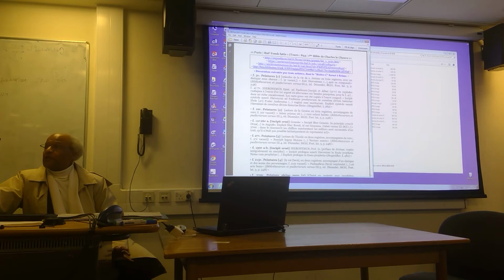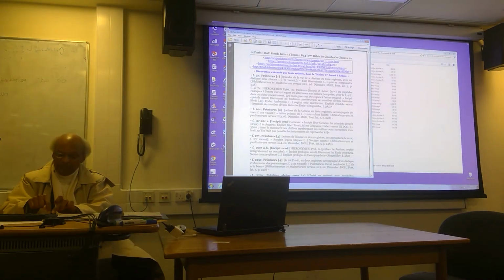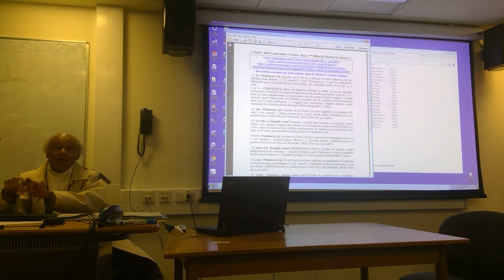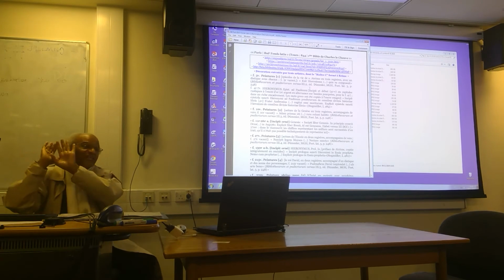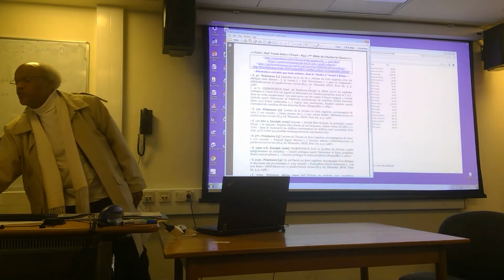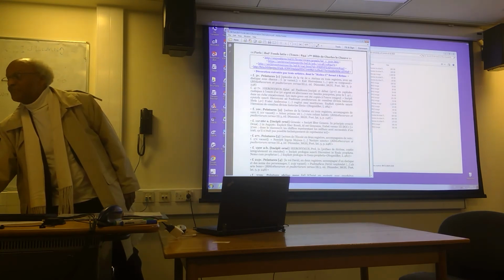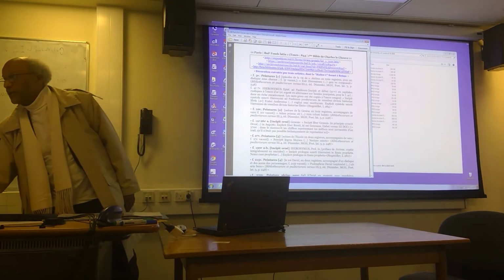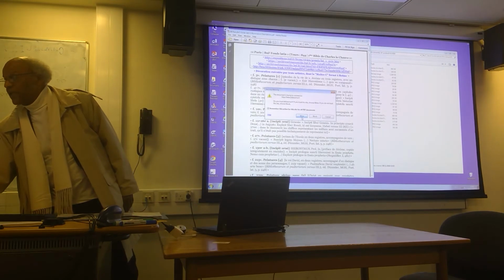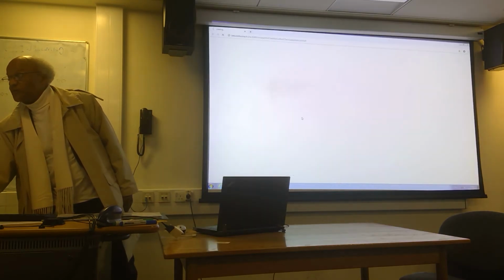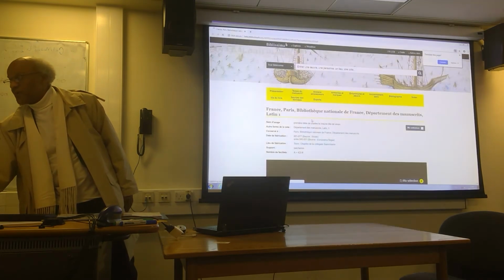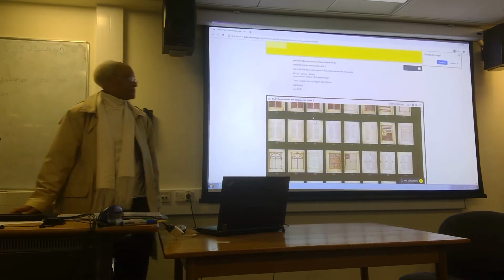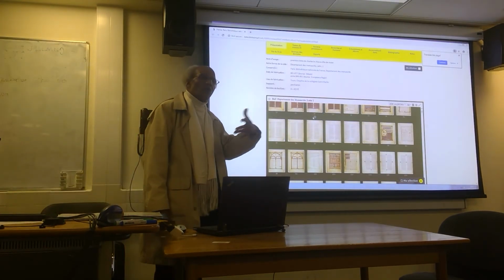Type on your research engine archive et manuscrit BNF, and then all you need to do is type Paris BNF Latin 1, and it will give you the extensive bibliography, all of this here. Then you have the Beta Biblissima of the Bibliothèque Nationale, which will give you every single page of the manuscript.